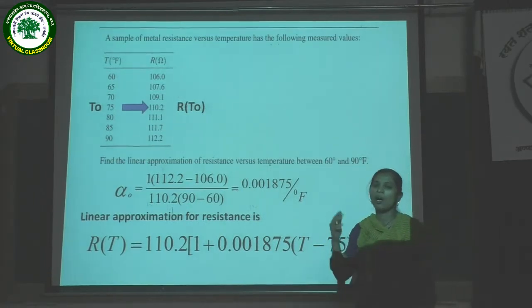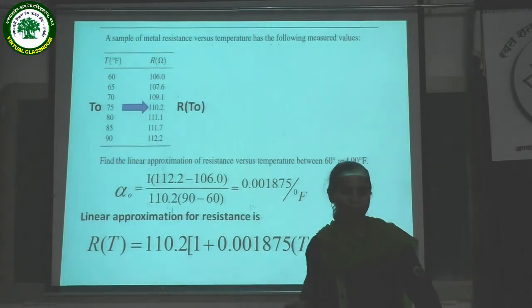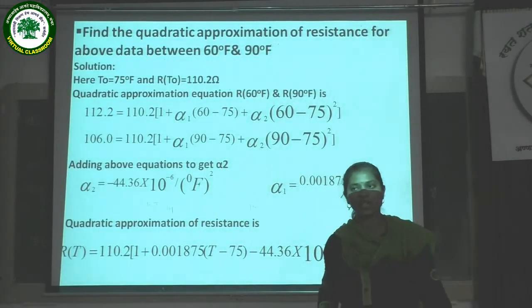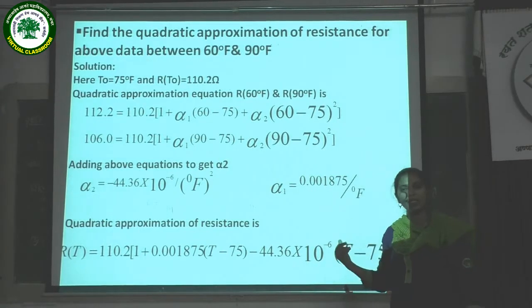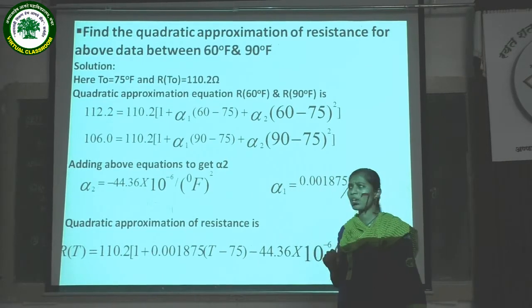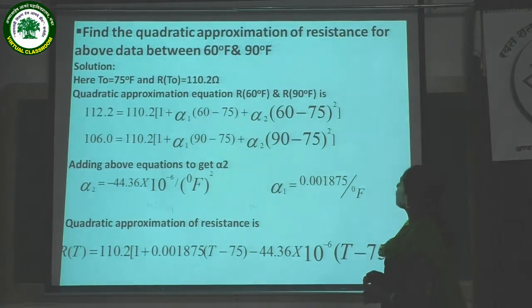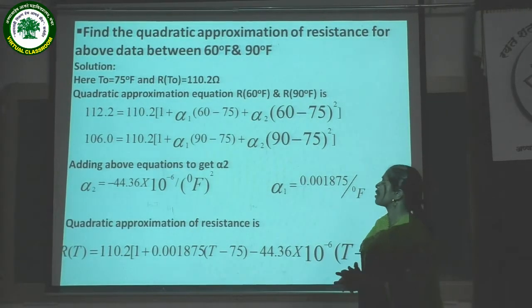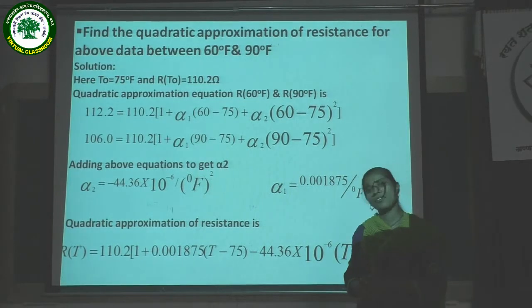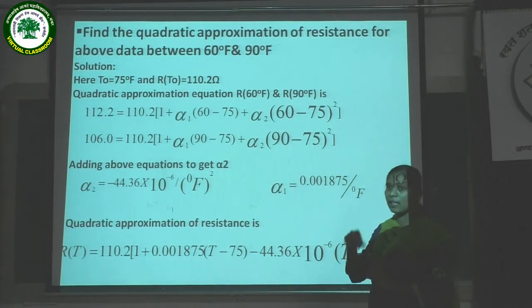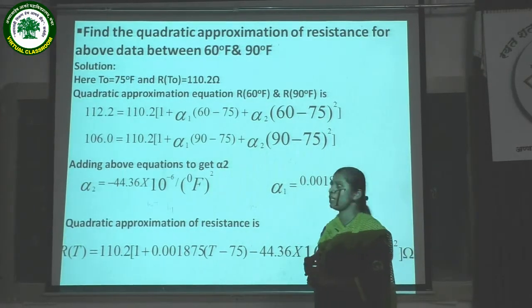Let us see what happens in the case of the quadratic approximation. For the quadratic approximation, the equation will change, and we have the same data, the column of temperature and resistance. The question is to find the quadratic approximation of resistance for the above data, which we saw in the earlier problem, between 60 degrees Fahrenheit and 90 degrees Fahrenheit. Again, the range of temperature is the same, but still there is a big difference. So let us see what that difference is.